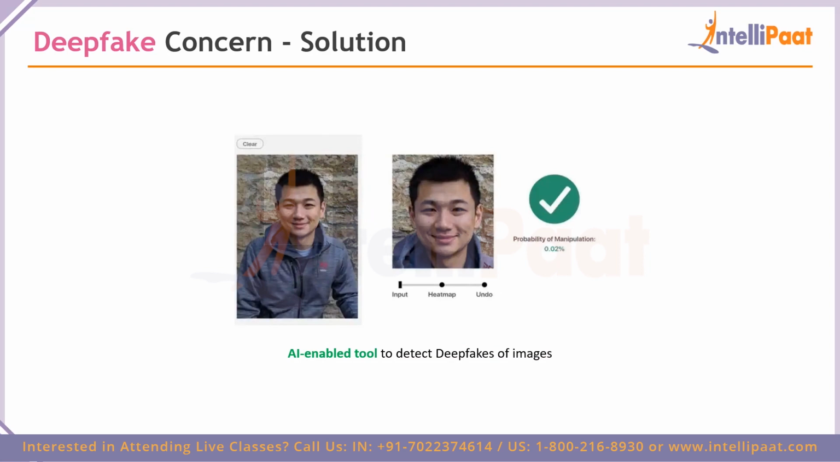But then, do we have a solution? Yes, Adobe, in fact, is one of these companies, alongside a lot of other companies, who are working on an AI-enabled tool that helps to detect deepfake images. It will actually take an image, analyze it, and give you the probability of manipulation that might have been involved from the creation of the original image to the manipulated image as well. It uses the concept of heat maps to do all of this, and it's a very powerful tool as well.